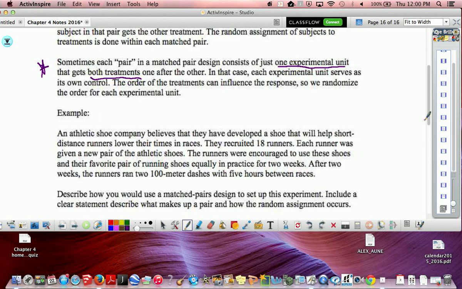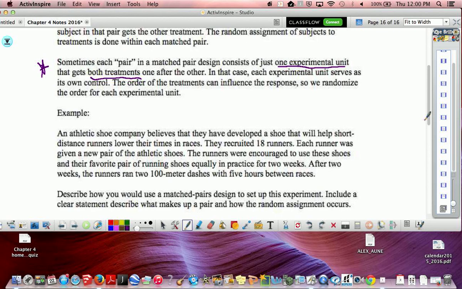Ask you to describe how you'd use a match pair design to set up this experiment. Include a clear statement that describes what makes up a pair and how the random assignment occurs. So in here, we're not going to actually outline a match pair, but basically try to describe what makes up a pair, what's the random assignment, and how am I going to determine how the results will be collected.